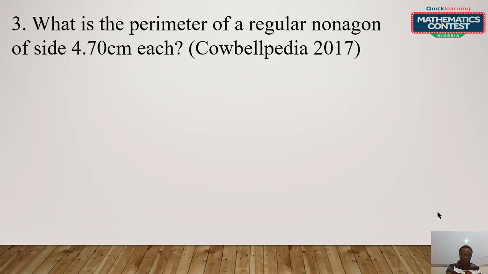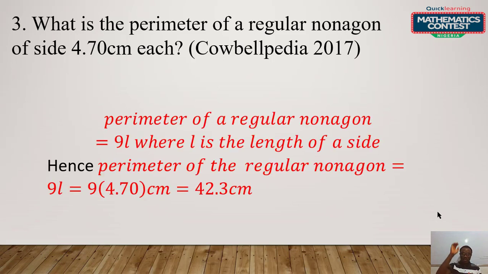Now, to get the perimeter of this nonagon, like we said earlier, the perimeter of any shape is the summation of the outside boundaries of the shape. This nonagon is a 9-sided polygon, so it has 9 sides. Since it's a regular shape, each side is equal to 4.70. So the total length of the shape is 9 times 4.70. So the perimeter of the regular polygon is equal to 9L, 9 because it's a nonagon.